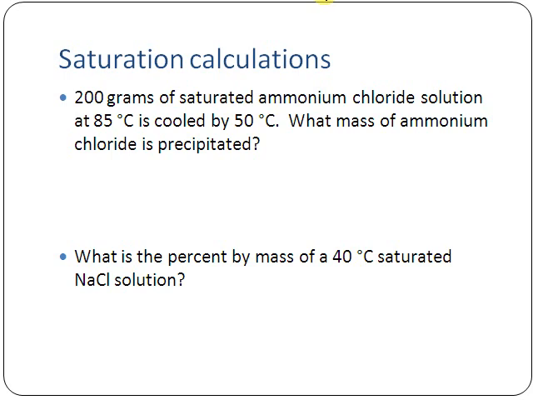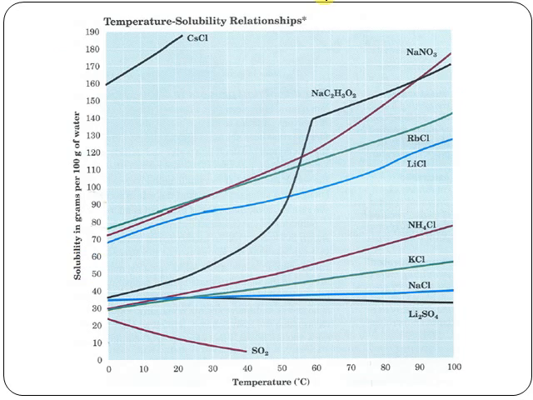And so let's take a look, 85 degrees and 50 degrees for ammonium chloride. And so we're interested in what happens at 85 degrees and at 50 degrees. And we're talking about ammonium chloride, that's this guy right here. And so we follow this guy up to right there. That's our first one here. And following this over, we have 70. So at 85 degrees, we can fit 70 grams in 100.